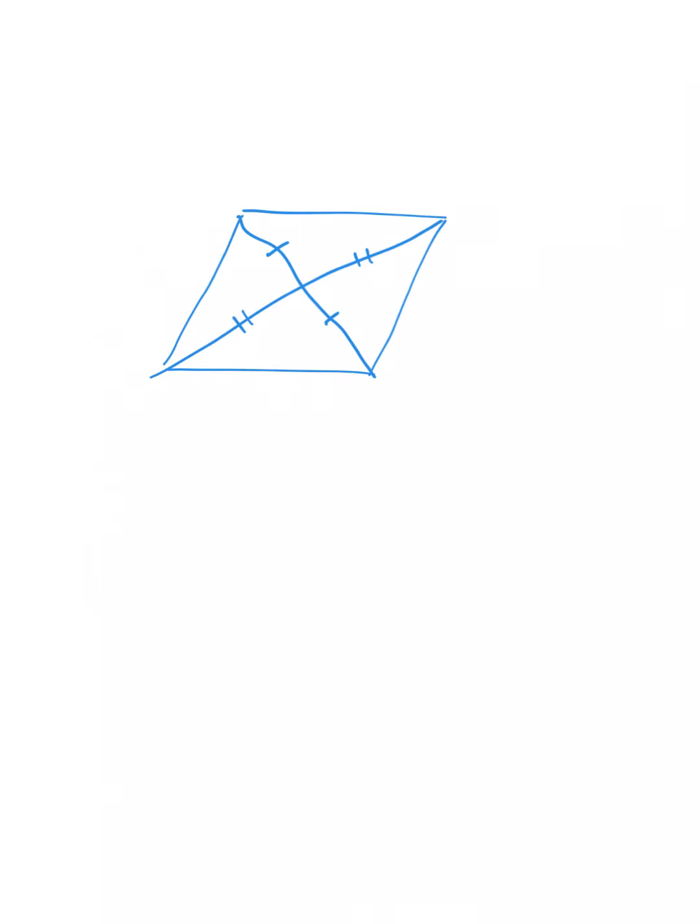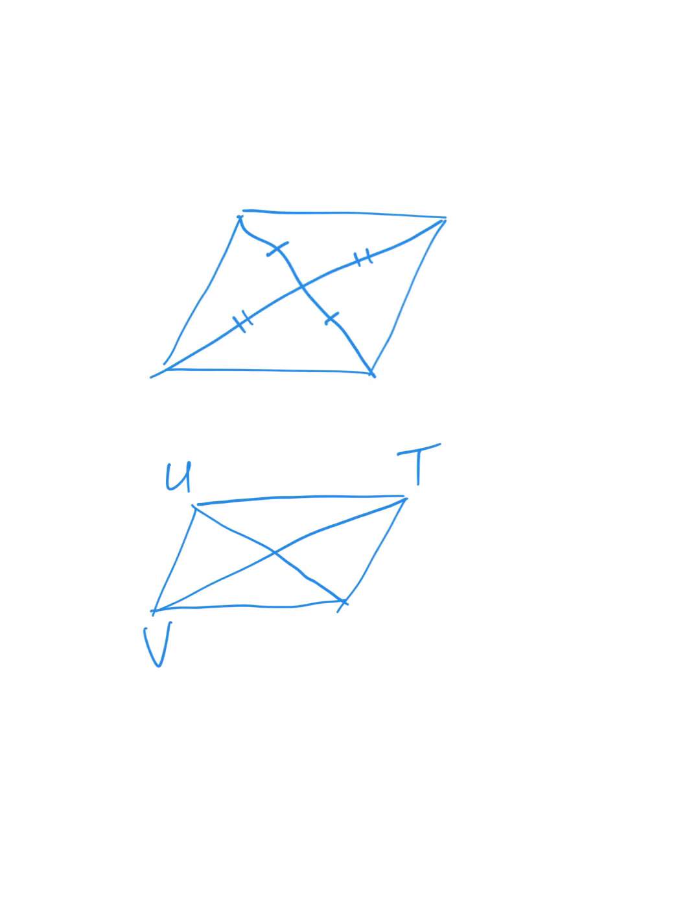We have UTVW, and it says that VT is 38 and QT is 4x minus 1. So Q is right here, okay? So I need you to put the information on the picture so you don't make silly mistakes.